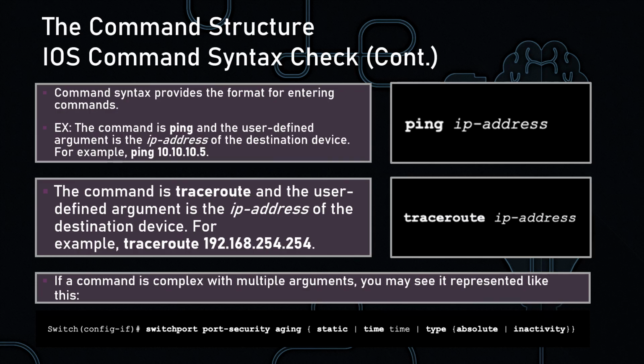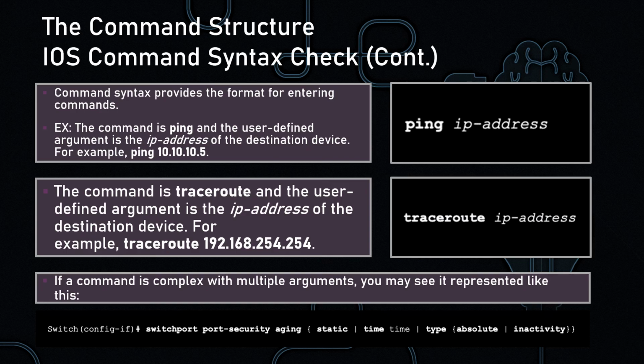If we see a command with multiple arguments, we may see it represented like this. The switch tells us the host name of what we're on. Now that's not to say for sure that it is a switch. You could actually name a router switch if you wanted to mess with somebody. I don't know why you would, but you could. It's in configuration interface mode. It's in privileged exec mode, obviously, because we're in interface mode, but you see that the hash is there as well. The command is switchport. There is a subcommand called port-security, a third called aging.